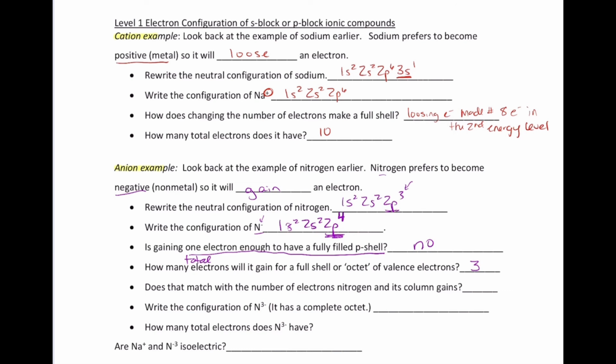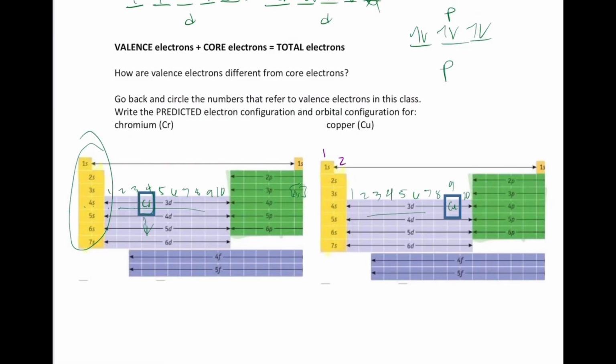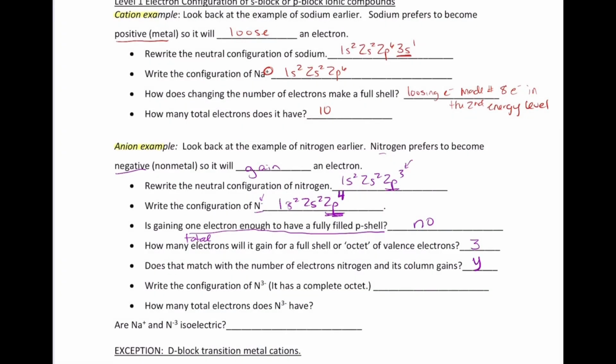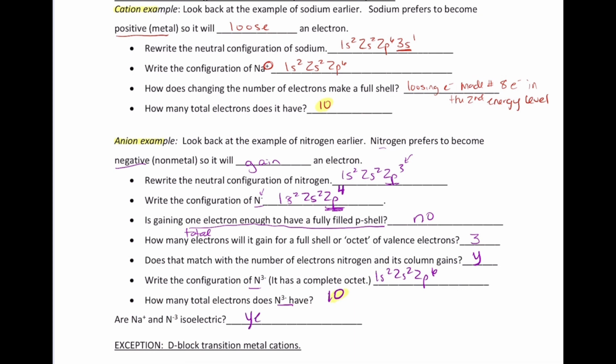Does that match the number of electrons nitrogen and its column gains? Well, if we look back, remember 1 valence, 2 valence, 3 valence, 4, 5, 6, 7, 8. So nitrogen is actually right here. So it would need 1, 2, 3 electrons to get to 8. So the configuration for N-3 is 1s2, 2s2, 2p6. How many total electrons does it have? 10. Are they isoelectronic? Yes.